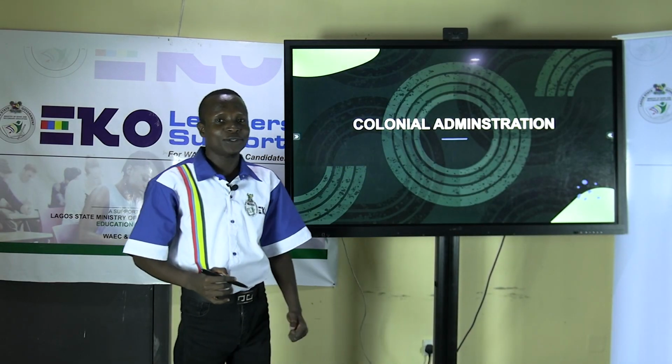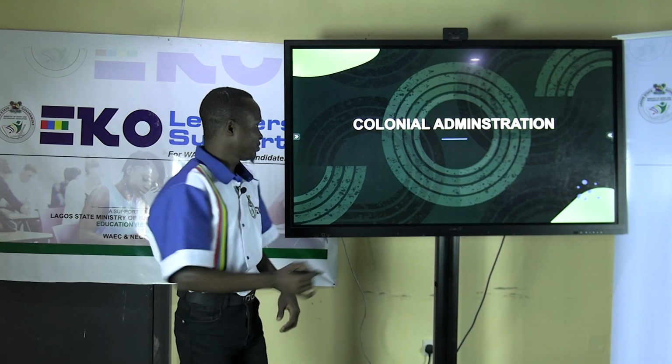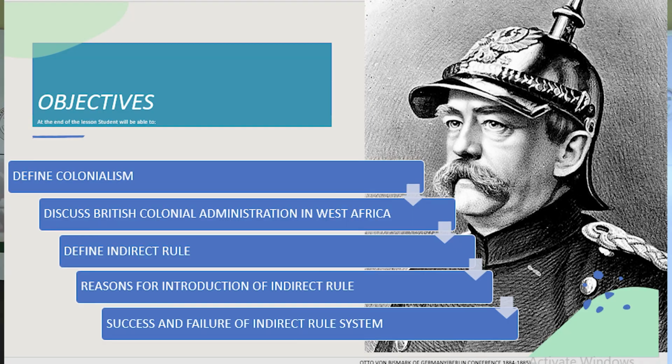The interesting topic I have for you today is colonial administration. Before I proceed, I want to state the learning objective. At the end of the lesson, students will be able to define colonialism, discuss colonial administration in West Africa, define indirect rule, and state reasons for the introduction of indirect rule, and the success and failure of the indirect rule system.